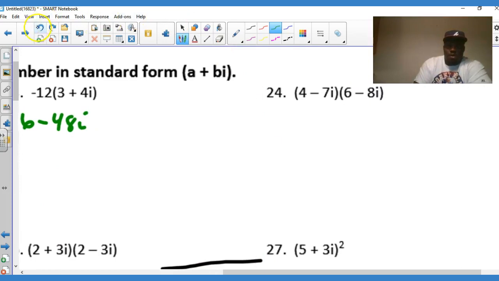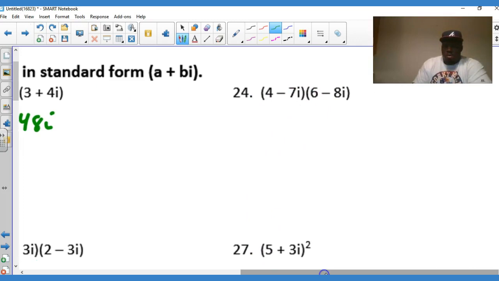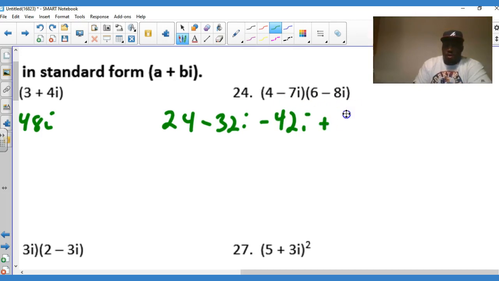Over here, we're going to FOIL again. We have 4 times 6, that's 24. Then 4 times negative 8i is negative 32i. Then negative 7i times 6 is negative 42i. And negative 7i times negative 8i is going to be a positive 56i squared. Again, a negative and a negative is a positive.